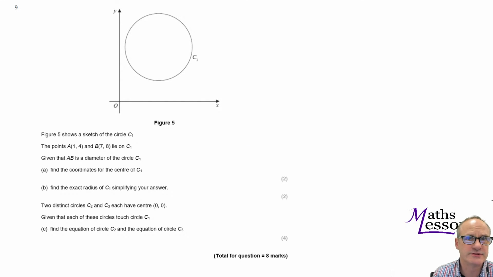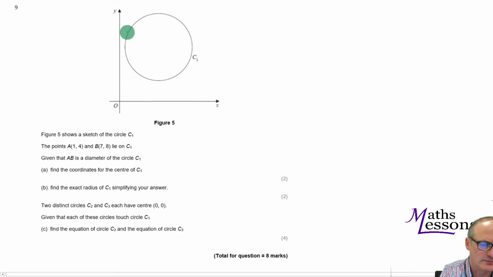Right, here we go. So let's have a look at this. We've got points A, 1, 4 and B, 7, 8 lie on C1. And given AB is a diameter of the circle C1, find the coordinates of the center. So if this is the diameter, A could be over here, and B could be over here. Therefore, the center of the circle must be halfway between these two points.